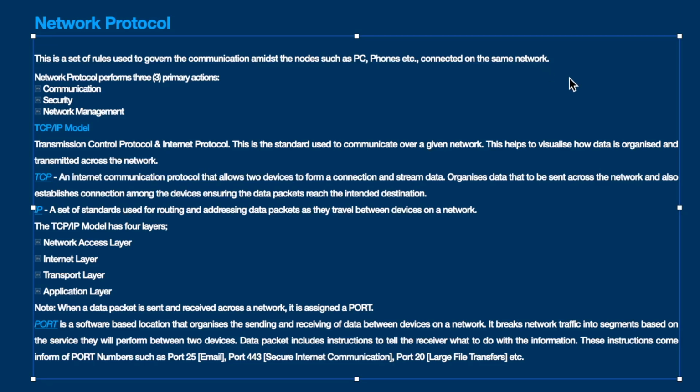So that's the essence. So what does the network protocol do actually? It performs three basic functions. One, communication. Communication occurs when the protocol, or the rule, is observed. Then two, for security purposes. And thirdly, for network management.